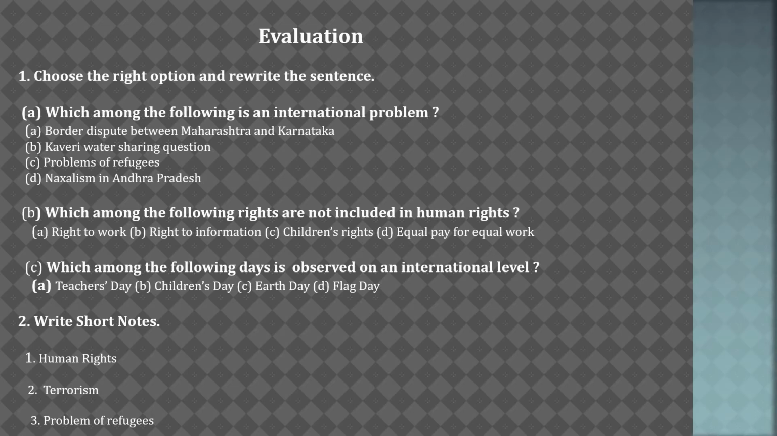So the concept of human rights has emerged from the concept of natural rights. Natural rights are those rights that we are endowed with because we are born as human beings. Human rights are those rights that are necessary for living as a human being and as a constituent of society. Let's come to the next question, that is terrorism.